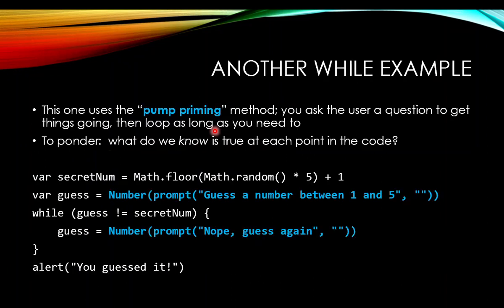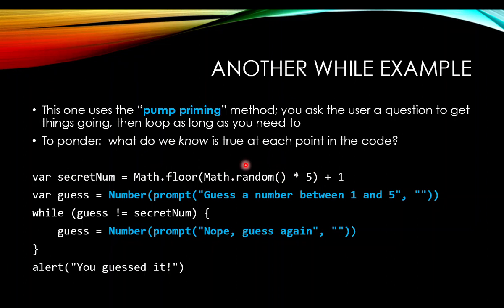So let's move forward with another while example. Here's a great example of how to use this stuff. In this case, we're going to use a thing that I'll call priming the pump, where we ask a question or set some sort of value outside the loop that guarantees that you get into the loop, and then you can keep looping once you're there. So in this case, we just want to have a guessing game, right? We want to pick a random number and store it in a variable called secretNum. Now this is going to use the Math.random function.